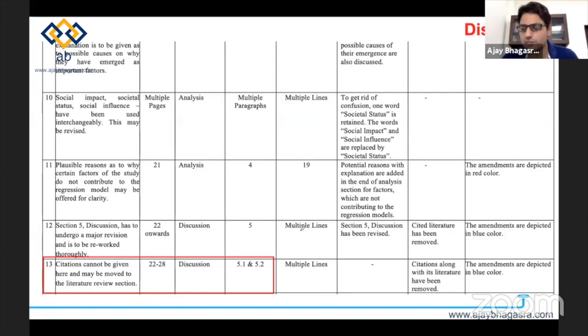Long back, I had submitted an article, and this is what I got as a review sheet. The reviewer of this journal has asked me to please delete citations from the discussion section and put them into the literature review section. He's talking of the discussion section, which I've given from page number 22 to 28, whatever.